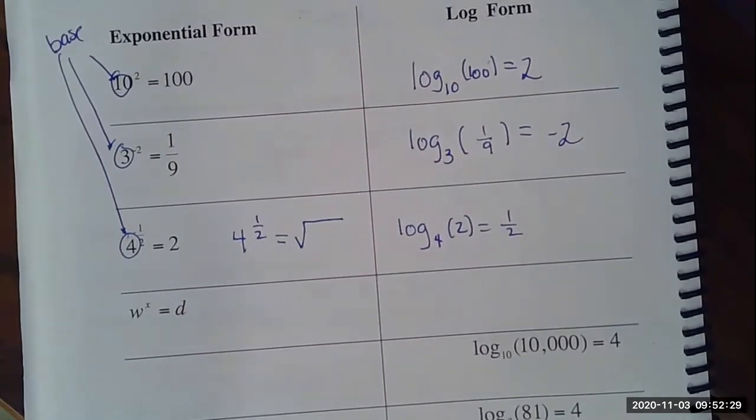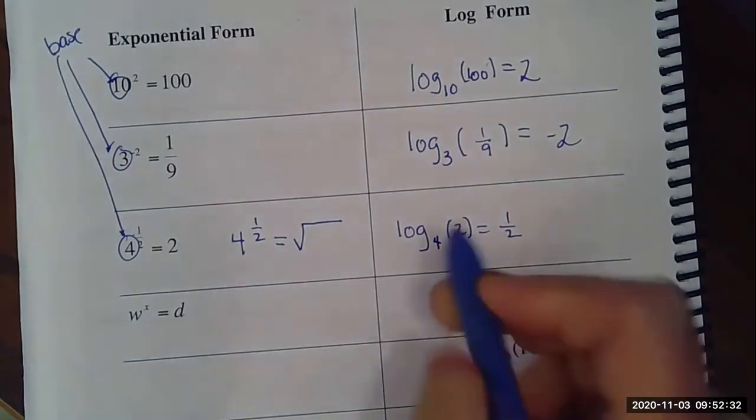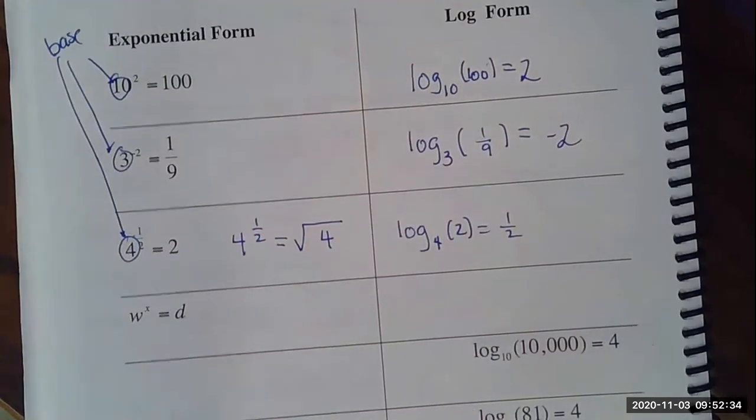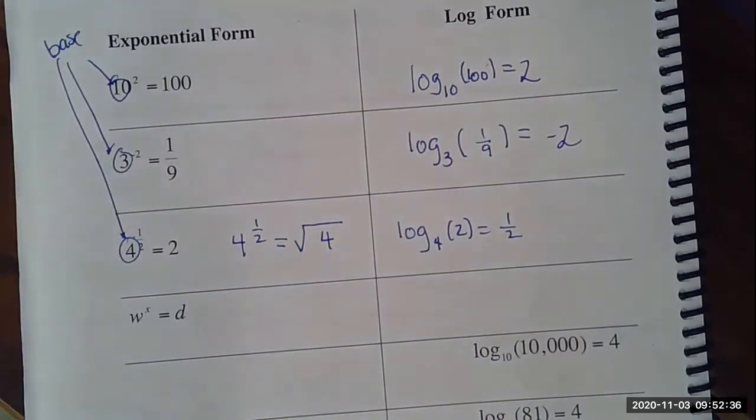The 1/2 fractional powers are radicals. Square root of 4 is 2. Of course it is. All right, you don't believe me.